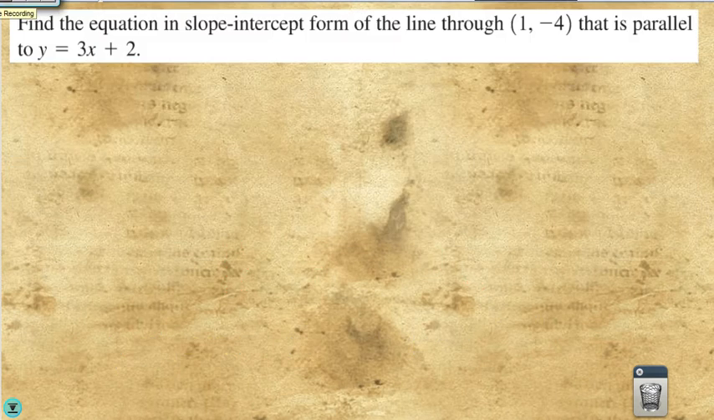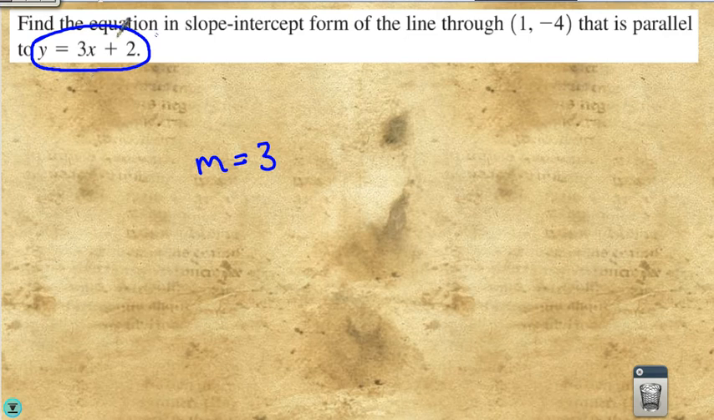First problem says, find the equation in slope intercept form of the line that passes through the point 1, -4, and that is parallel to y equals 3x plus 2. If two lines are parallel, they have the same slope. We're looking for a line parallel to this line. All the information we need from that is that my line will have a slope of 3. That's all that says. If it is parallel to this line, that's the only relationship.